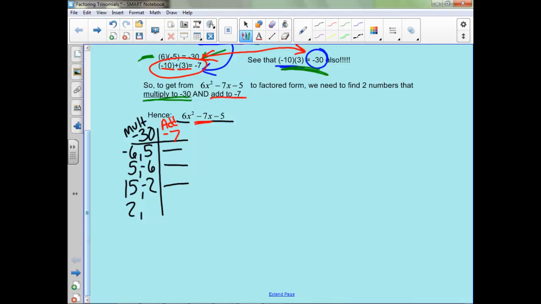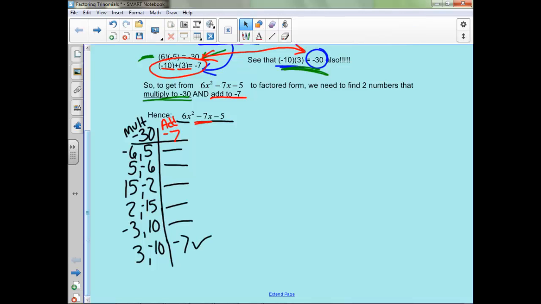What about 2 and negative 15? Well, that won't work either. What about negative 3 and 10? Well, that gets us to positive 7, which isn't what we want. So what about if we do 3 and negative 10? Well, that gets us to negative 7, which is what we want. So that means these are the two numbers we're going to be using and substituting in for this negative 7x.